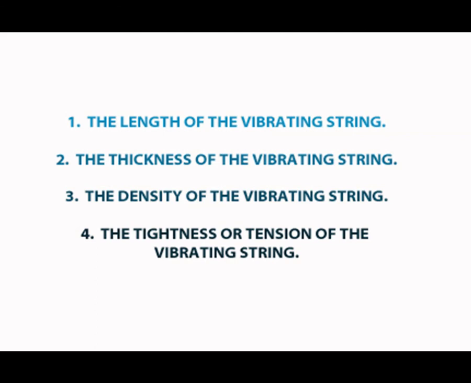The four things that control how high or low a string will sound are the length of the vibrating string, the thickness of the vibrating string, the density of the vibrating string, and the tightness or tension of the vibrating string. The higher the tension, the higher the pitch. The lower the tension, the lower the pitch. Tension, the tightness or looseness of a string, is what you are going to use to tune your ukuleles when we work together next week.